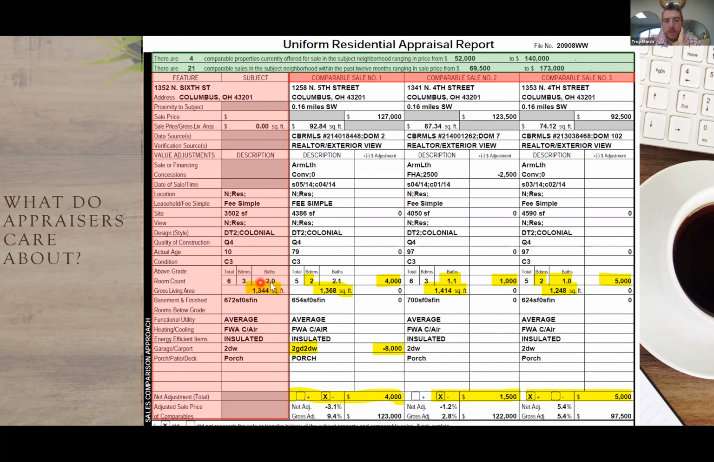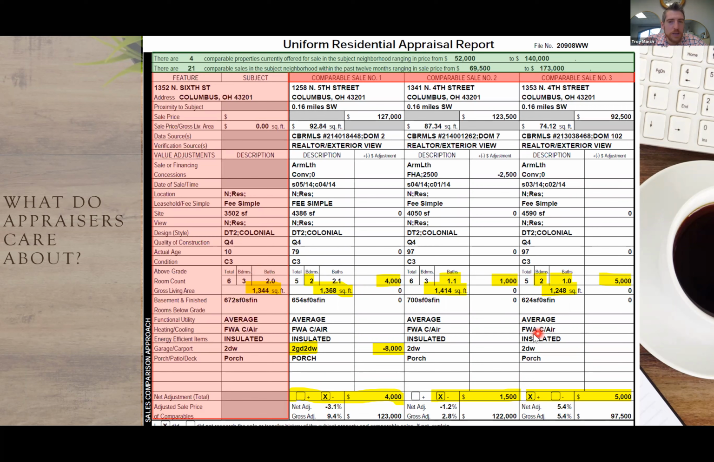Then they have the bedrooms and bathrooms, and you can see this one had an extra half bath. He gave it $4,000, or no, I'm sorry. This one had one less bedroom. So it went from 3 bedrooms to 2 bedrooms, so he gave us a $4,000 credit for the extra bedroom. This one we had 2 full baths versus 1.5, so he gave us 1,000. This is 2 bedrooms and 1 bath versus 3 bedrooms and 2 baths, so he made a $5,000 adjustment.